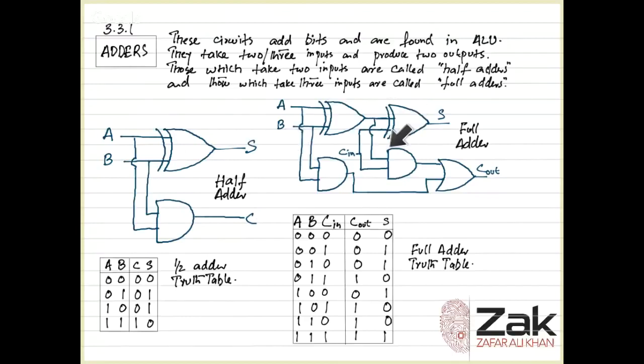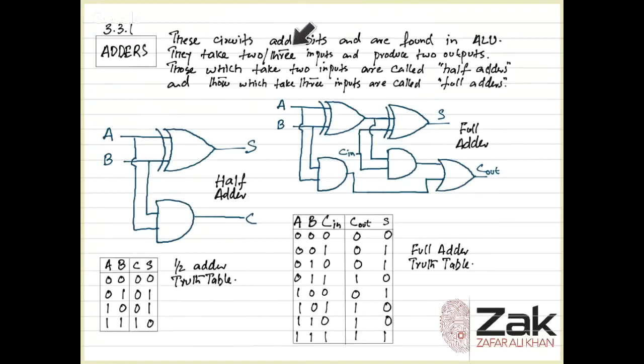If you look at this full adder, this one is one circuit, this one is another circuit. So it is actually a combination of two half adders. A full adder is a combination of two half adders. See, this is exclusive OR, AND, exclusive OR, AND, and they are being ORed here. Is that clear? So a full adder is a combination of two half adders. These circuits add bits and are found in ALU.